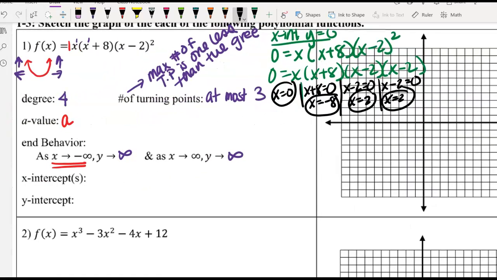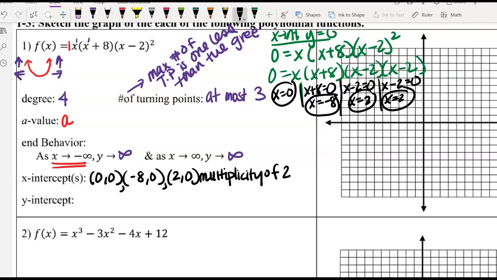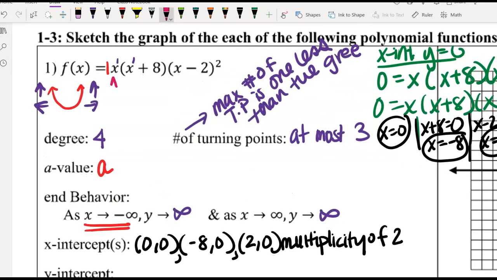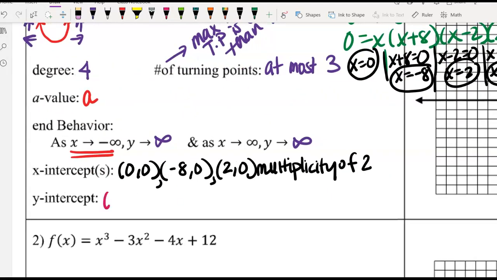So the x-intercepts will be at (0, 0), (-8, 0), and (2, 0). But for (2, 0), students, we're going to spell it out: multiplicity 2, okay? The y-intercept is when x equals 0. We can just do that mentally. If x is 0, 0 times anything, we don't care what these two things are, is going to be 0. So the y-intercept is going to be at (0, 0).